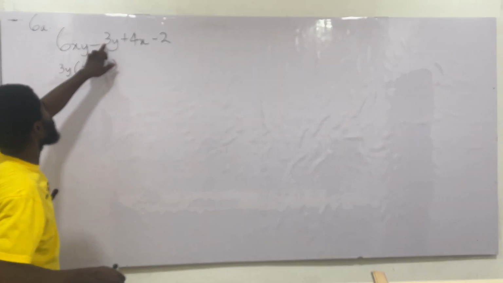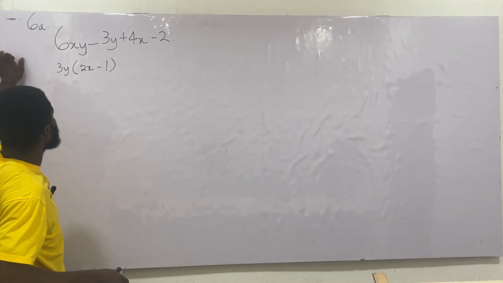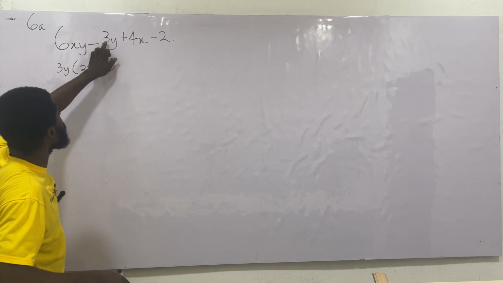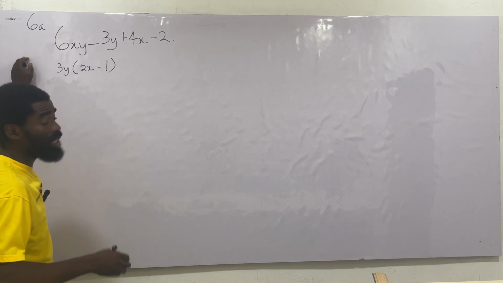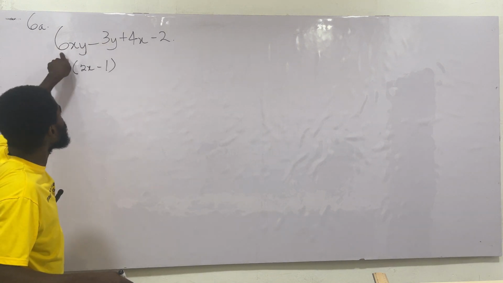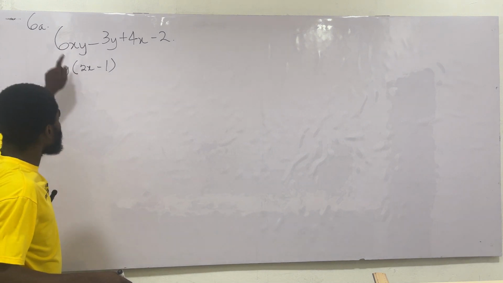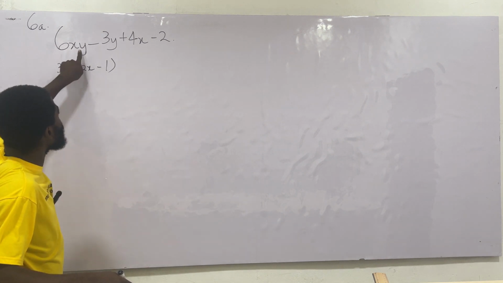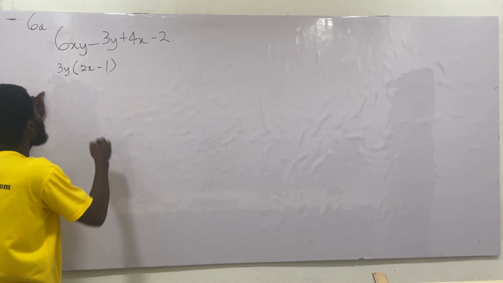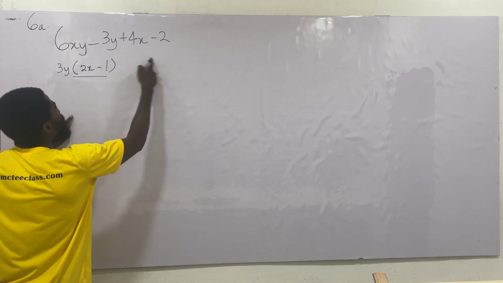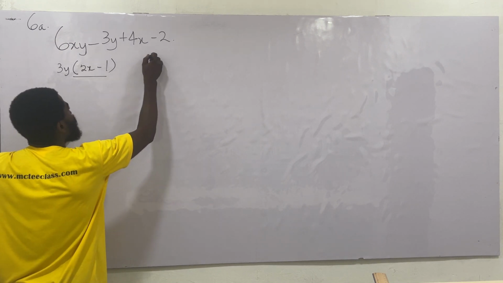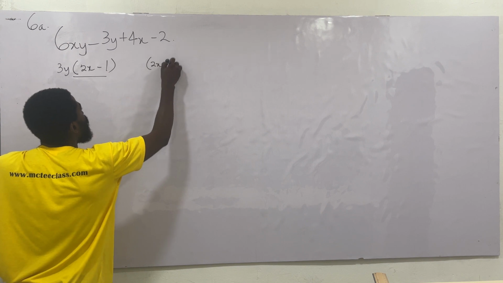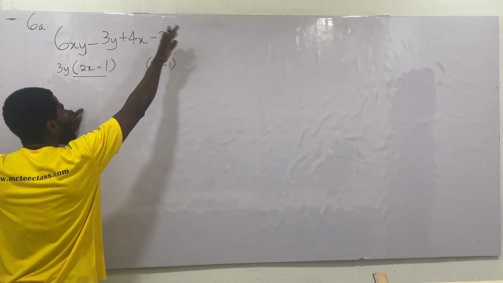So this is how we go. 3 is common here. 3 goes into this, so 3 will go. 2 initially could not go into this. When we say common, the coefficient is common, then the letter is common if it can be found here and there. So that is why we have it. And I always say copy this and paste it here. So we have 2x minus 1.